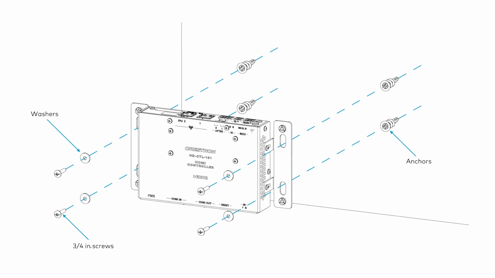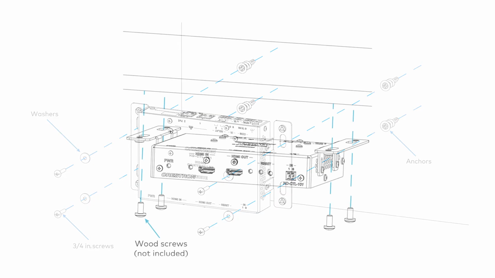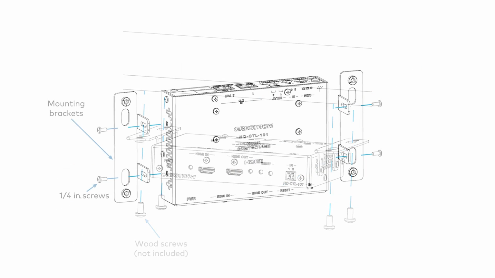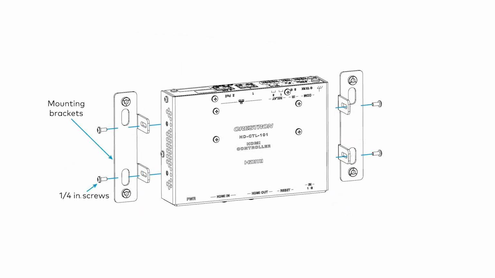The HD-CTL 101 can be mounted on a wall, under a table, or in a rack. Regardless of how you choose to mount the device, use the included 1/4 inch screws and attach the mounting brackets to the device.